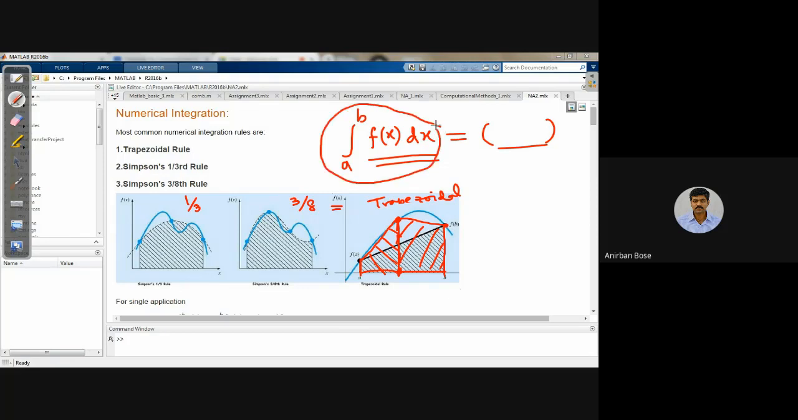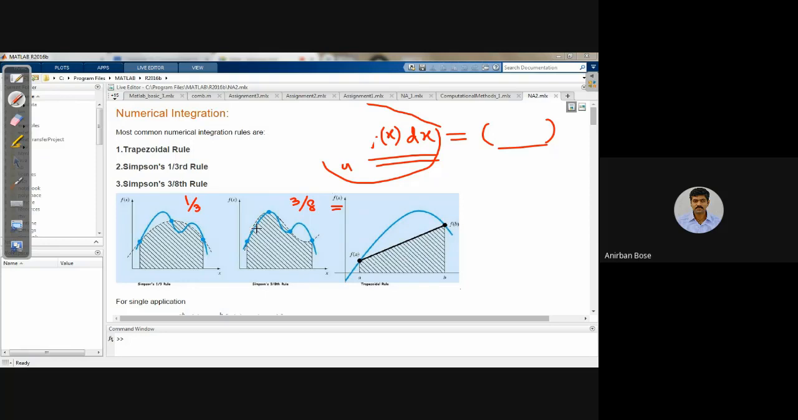This is the idea in the case of the trapezoidal rule. The basic idea becomes clear when we simply consider a single segment, and that is then extended by considering multiple segments and adding those areas. That is the basic idea. Now, in a similar way, in Simpson's 1/3 rule, what is the idea?